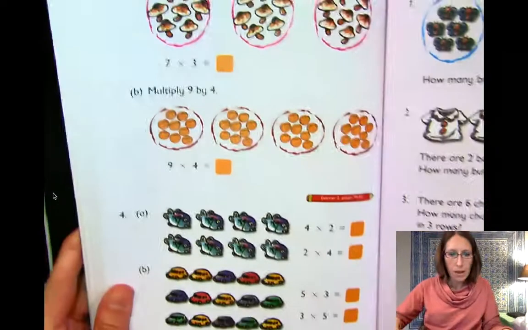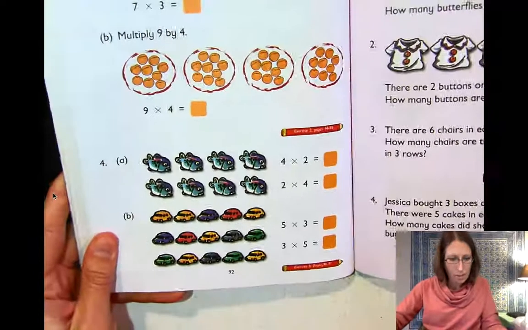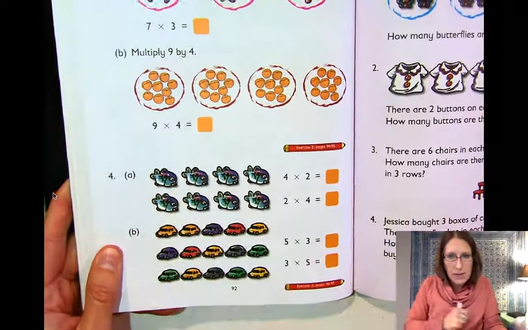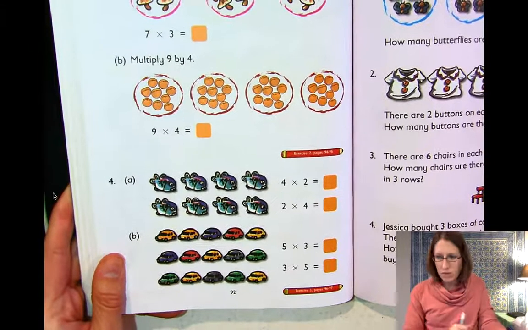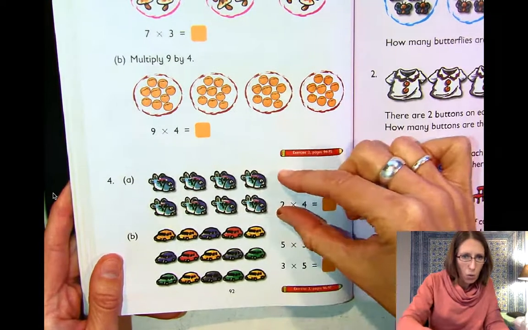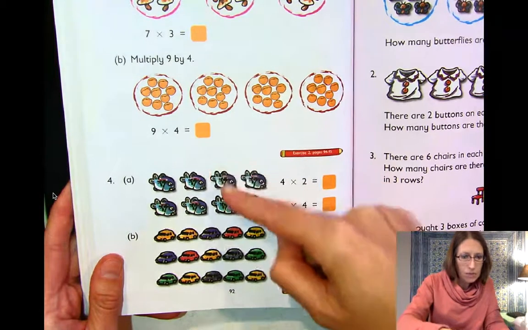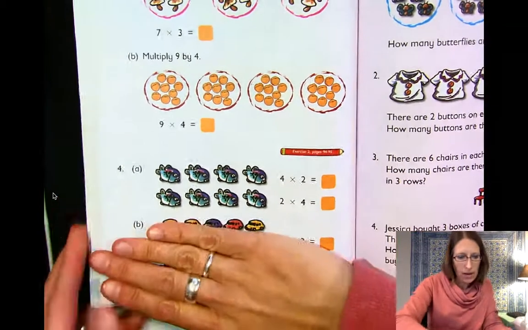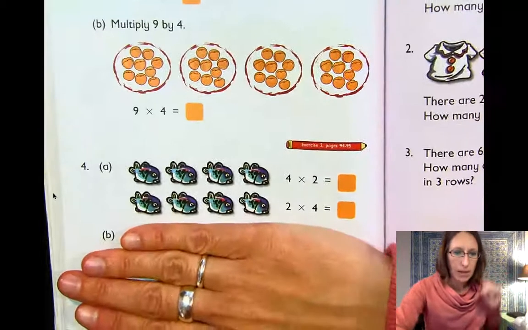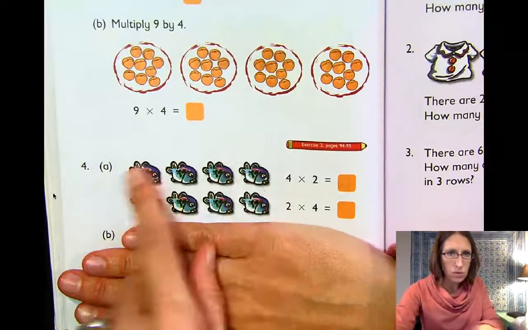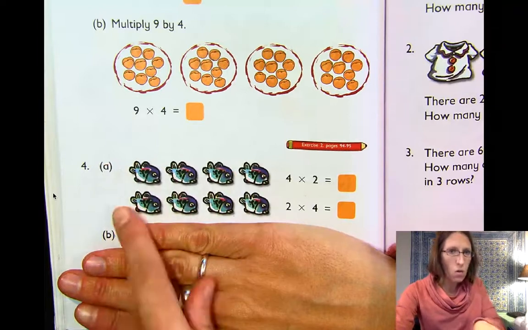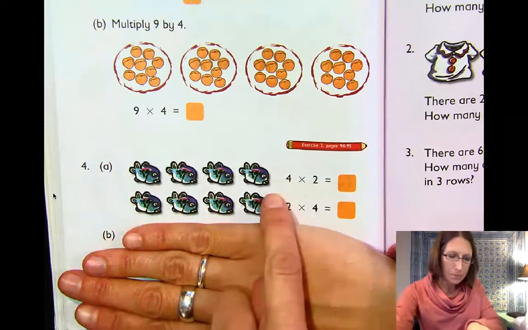So in our textbook, on the bottom of page 92, we have some arrays. And like I said, an array is kind of just a fancy word for when we line things up into rows and columns. So let's take a look at this one here. We have some fish. And these fish are lined up into 2 rows. Here's a row, and here's a row. And remember, the rows go horizontally, side to side.